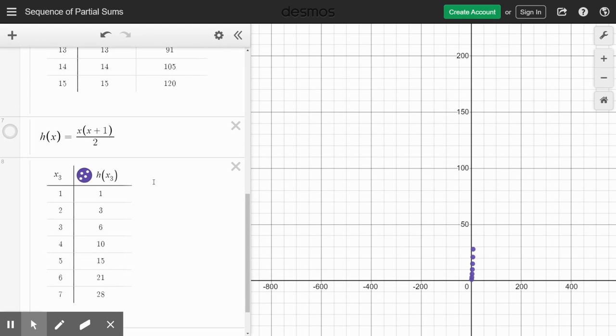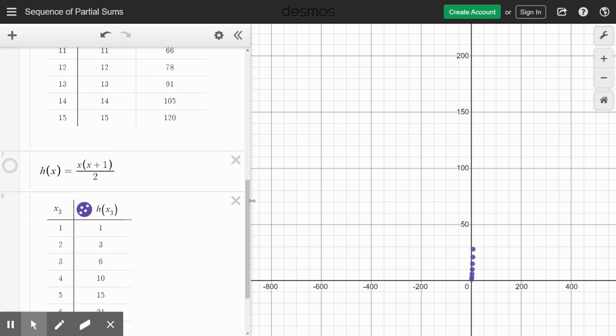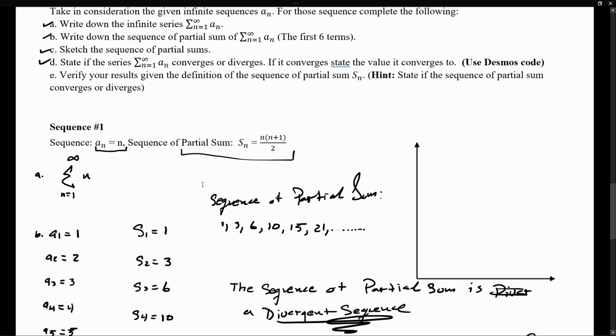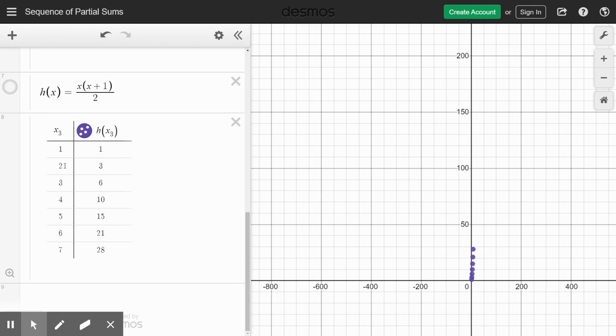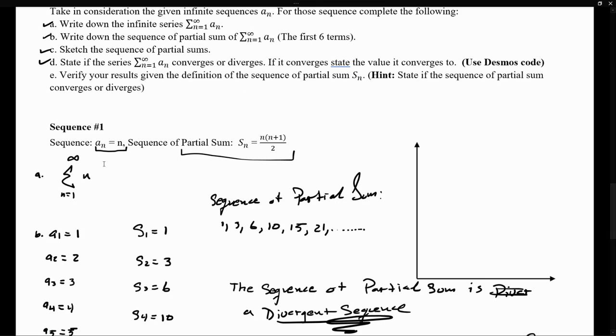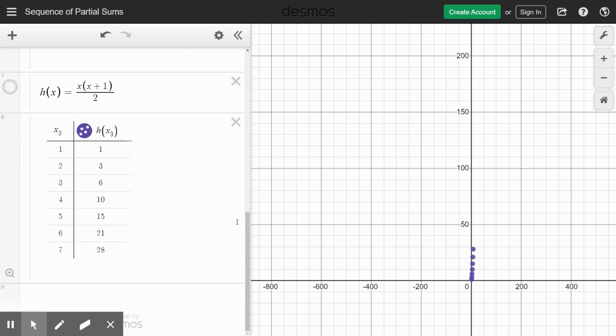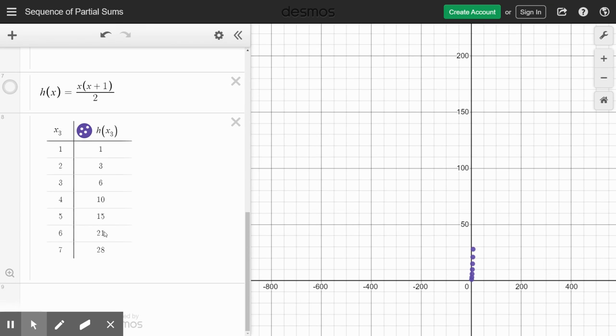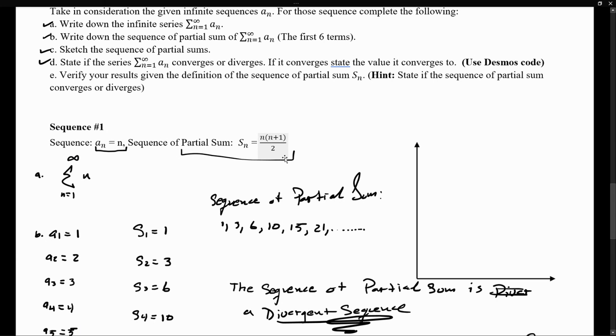Now what we want to see is, does this actually give us the values that we got for our partial sums? Well, the first partial sum is 1. Yes, that agrees. The second partial sum is equal to 3. Yes, that agrees. The third partial sum is 6. Yes. The fourth partial sum is 10. Yes. The fifth partial sum is 15. Yes. The sixth partial sum is 21. Yes. So in this case, we just verified that this expression can be seen as the sequence of partial sums.